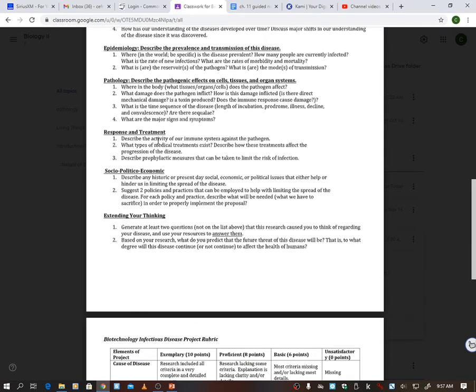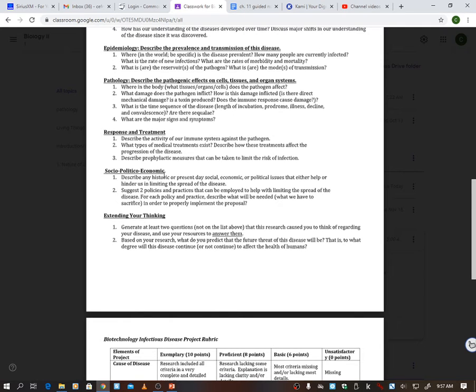Response and treatment: describe the activity of our immune system against the pathogen. So once it's in your body, what's your own immune system doing? And then, do we have medical treatment? Describe how the treatments affect the progression of the disease. So if there is a vaccine, what does the vaccine do? Does it stop it immediately, or does it just lessen the symptoms you have? So just the response and the treatment.